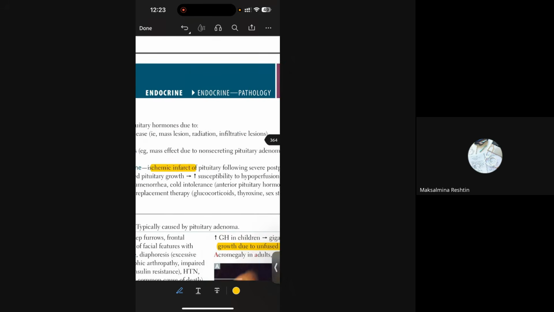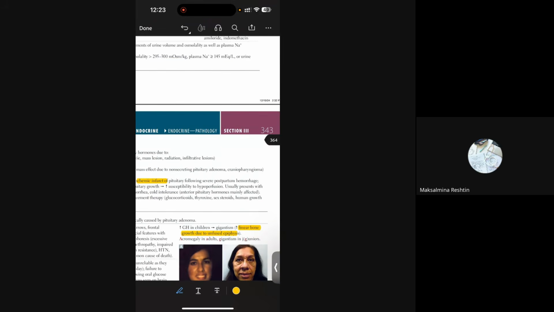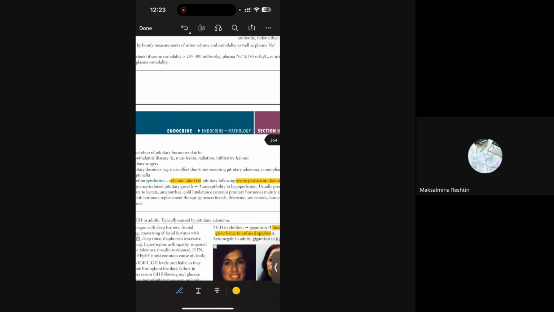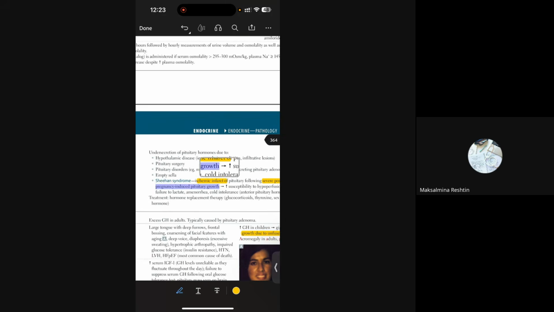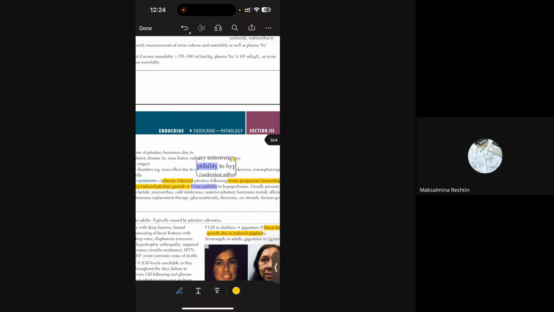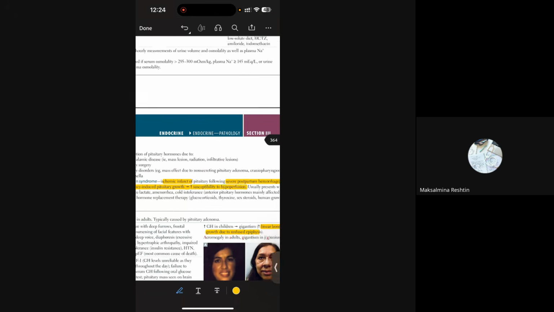Ischemic infarct. Why? Because during pregnancy, the pituitary size increases, because of the increased demands of the body for hormones. So if during delivery the mother has excessive blood loss, that can lead to severe postpartum hemorrhage and ischemic infarct of the pituitary. In pregnancy the pituitary has grown and has become much more susceptible to hypoperfusion, so if there is increased blood loss during delivery, there are increased chances of ischemic infarct.